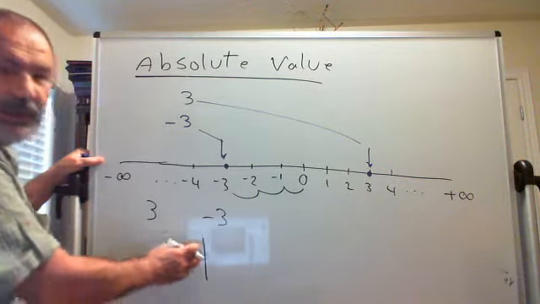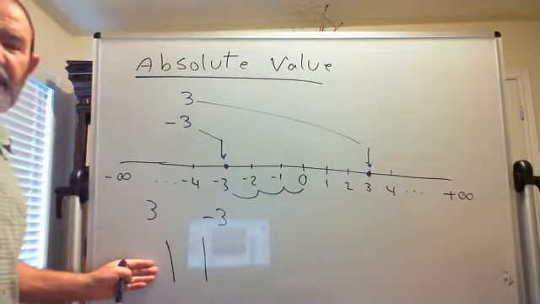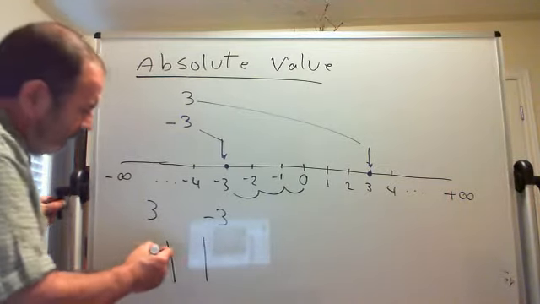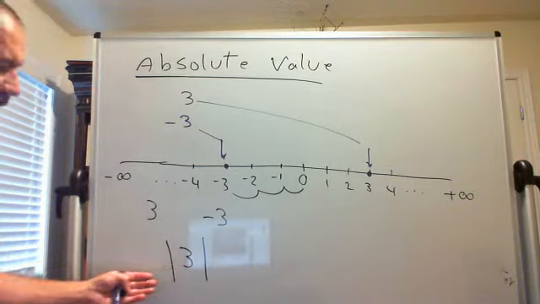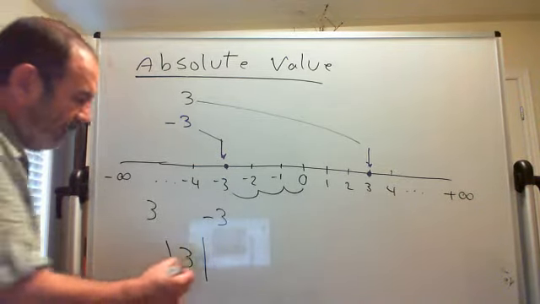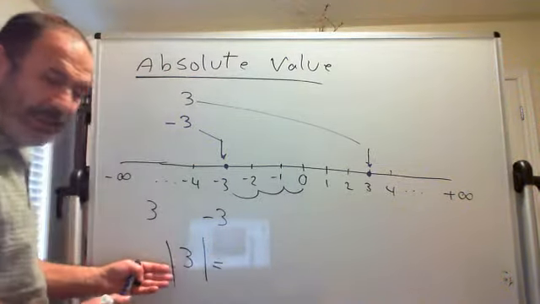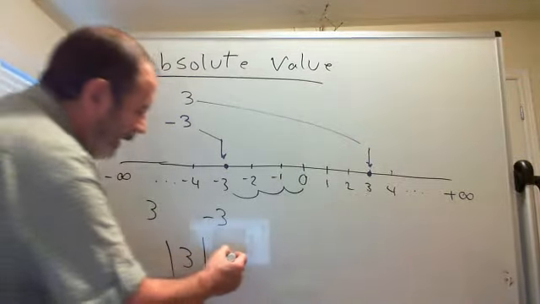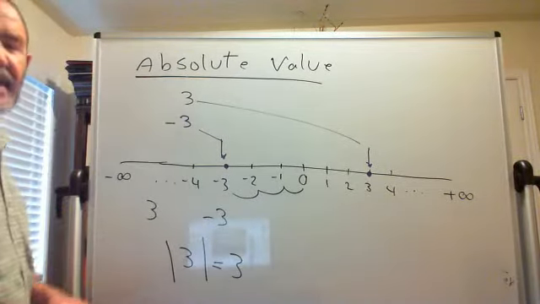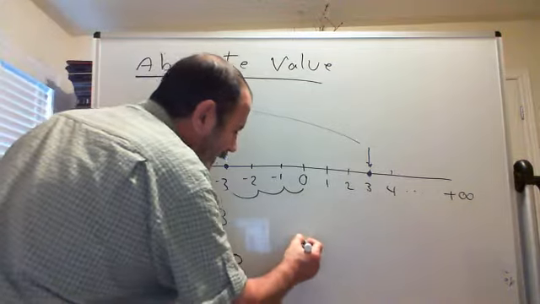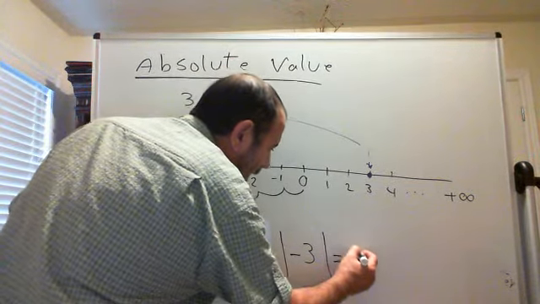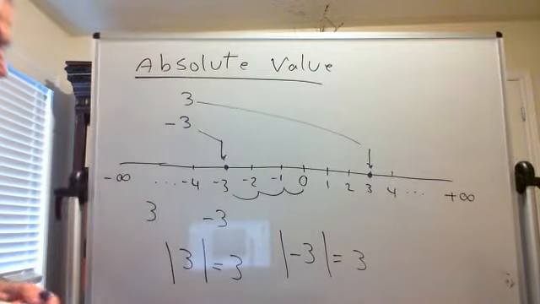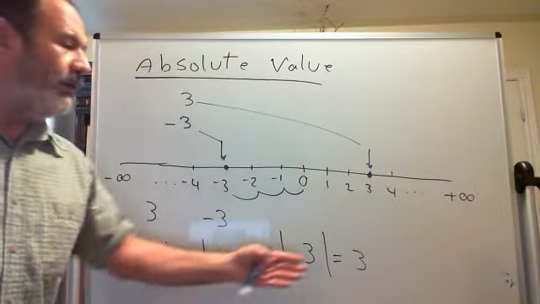These two vertical bars are the sign of absolute value, and we write it in this format. What is the absolute value of 3? The absolute value of 3 means the distance from 0 to 3, which is 3. What is the absolute value of negative 3? The absolute value of negative 3 again is 3. It means the distance of negative 3 from 0 is 3.